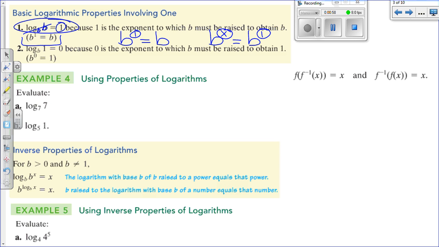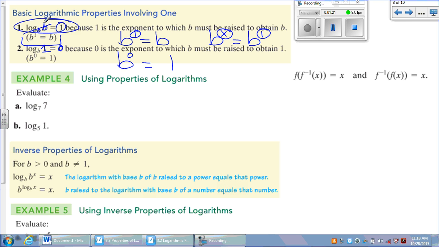Now the next one is the log of 1. It doesn't matter what base it is, it will always equal 0. That's because if we turn that into exponential form, we will have b to the power 0, and we know that almost anything raised to the power 0 is equal to 1.